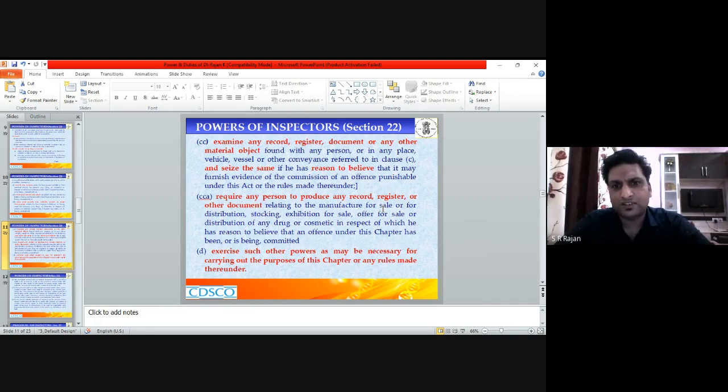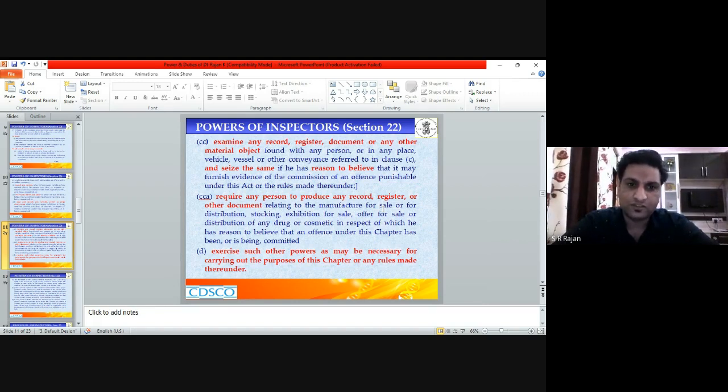The inspector can require any person to produce any record, register, or other documents. He may ask any retailer or manufacturer, which may subsequently help as evidence in a court of law against the accused. He can ask for any kind of record, register, or documents as he desires. And under subsection B, this is immense power given to the drug inspector here.